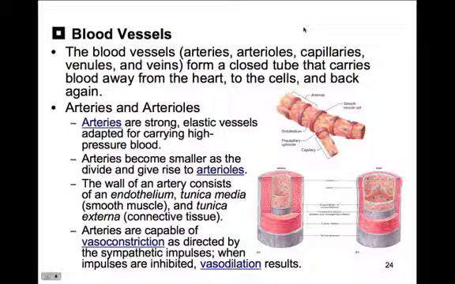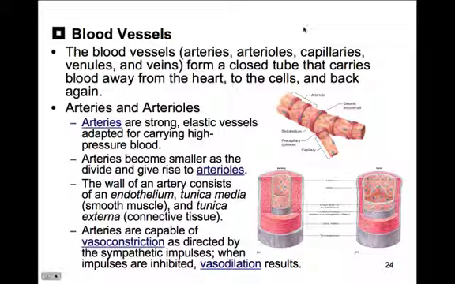In the pulmonary system, these will be carrying deoxygenated blood. However, in the systemic circuit, they will be carrying oxygenated blood. The arteries are the strongest, most elastic vessels, and they're adapted for carrying high-pressure blood. Arteries become smaller as they divide and give rise to arterioles. So arterioles are basically smaller arteries.